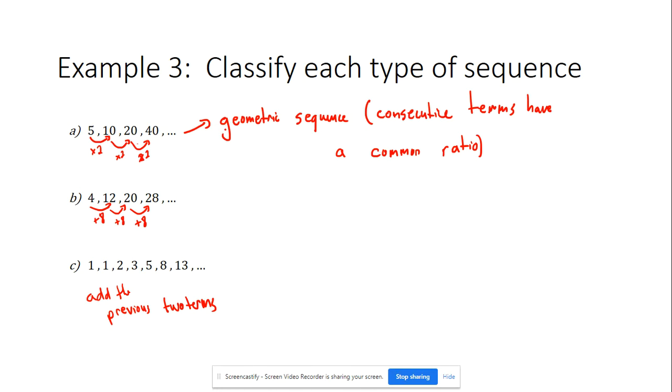We're going to study this in 2 lessons from now. This one over here is what we call an arithmetic sequence. It's different because in example A, we were multiplying by the same thing to get the next term every time. In this case, we're adding 8 to get the next term every time. So in this case, consecutive terms have a common difference.